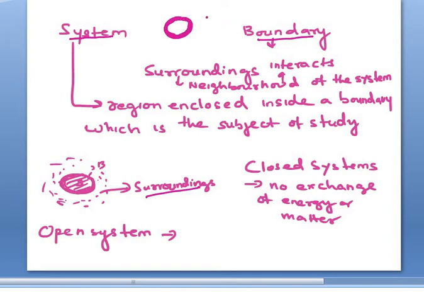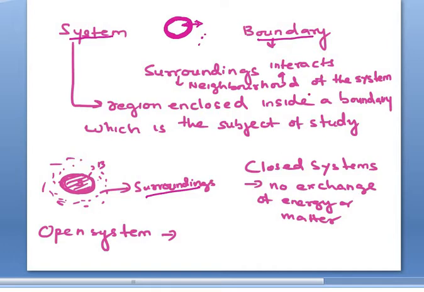As we know, boundary is very important. Even in our electrodynamics, we talk about the boundary conditions because all changes happen when you cross the boundary. Now here, the environment outside the boundary is known as the surroundings. Surrounding is the neighborhood of the system with which it interacts.